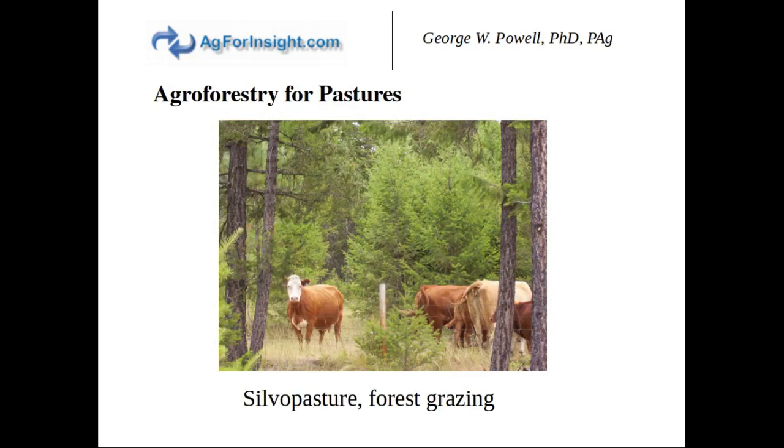And agroforestry for pasture management, for conservation or enhancing production. This is the intentional blending of trees or shrubs with forage crops and livestock production. This is referred to as silvopasture, or in BC probably more commonly as forest grazing.